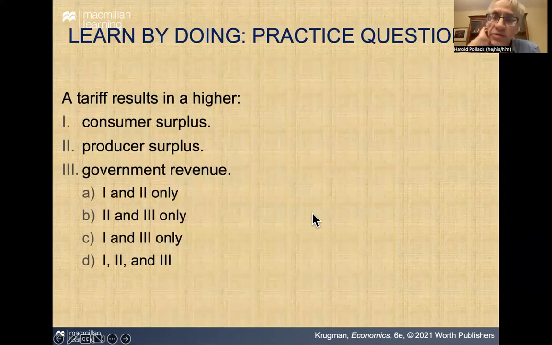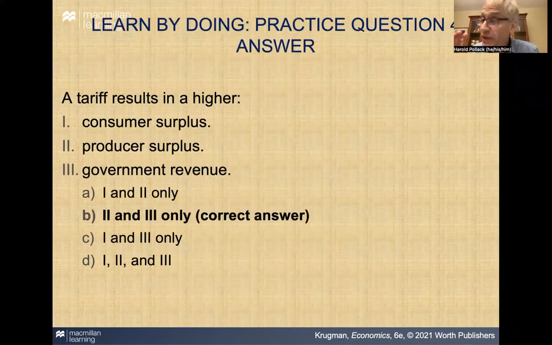So here are some little practice questions. A tariff results in higher consumer surplus, producer surplus, government revenue. What combination of those things? Well, it's going to lead to what? How many people say A? How many people say B? How many people say C? And how many people say D? If you said B, you were paying attention.